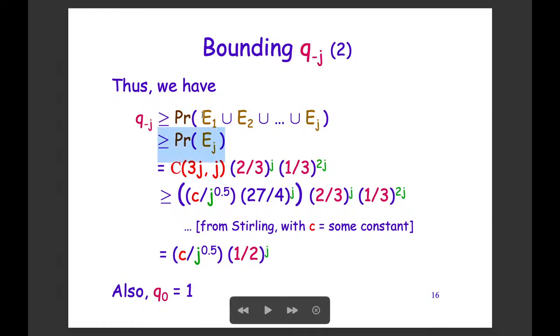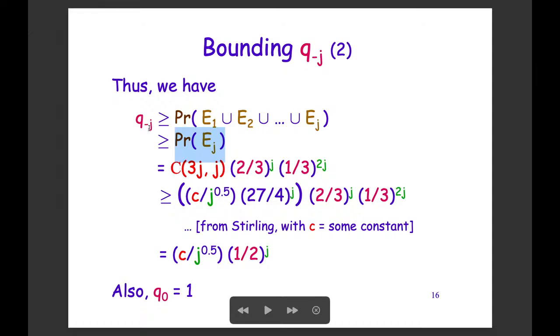We will see that the union of all these events must be a superset of this EJ. So in that case, the probability of the top line here is greater than or equal to the probability of the bottom one. And for this one, we can calculate exactly. So what does EJ here mean? EJ here means that out of 3J steps, exactly J steps are moving backward, and exactly 2J steps are moving forward. So this is the probability that we can compute, and so on and so forth.